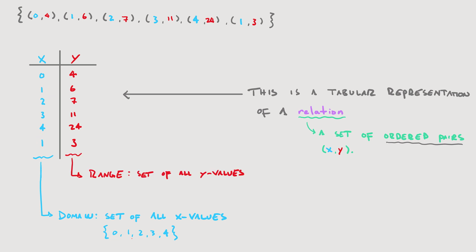The other set is called a range, which is the set of y values. So here the y values are 3, 4, 6, 7, 11, and 24. You'll notice that I put mine in order. You don't have to do that. The set that contains the numbers 1, 3, and 6 is exactly the same as the set that contains the numbers 6, 3, and 1. Right? The order of them doesn't matter inside of the set.